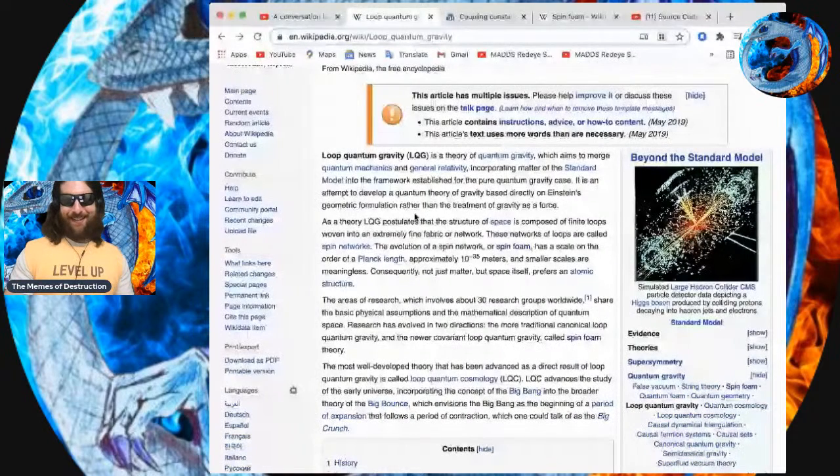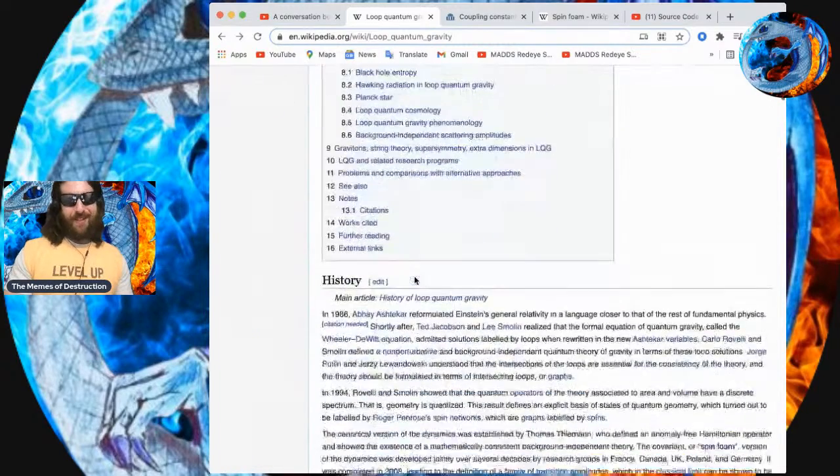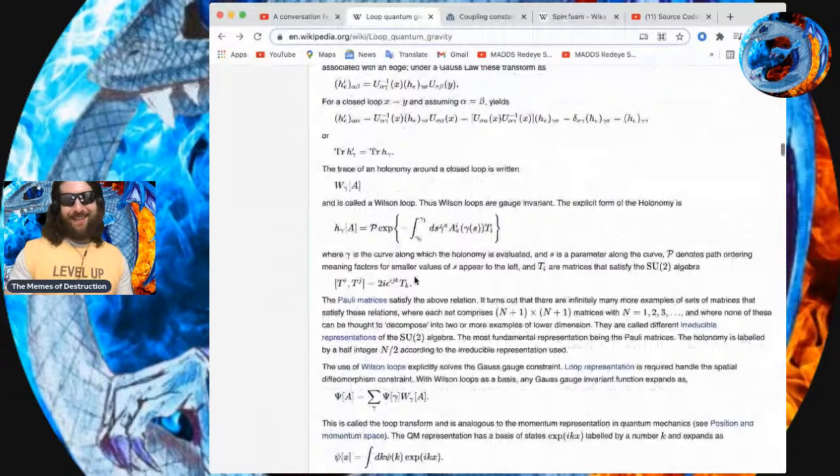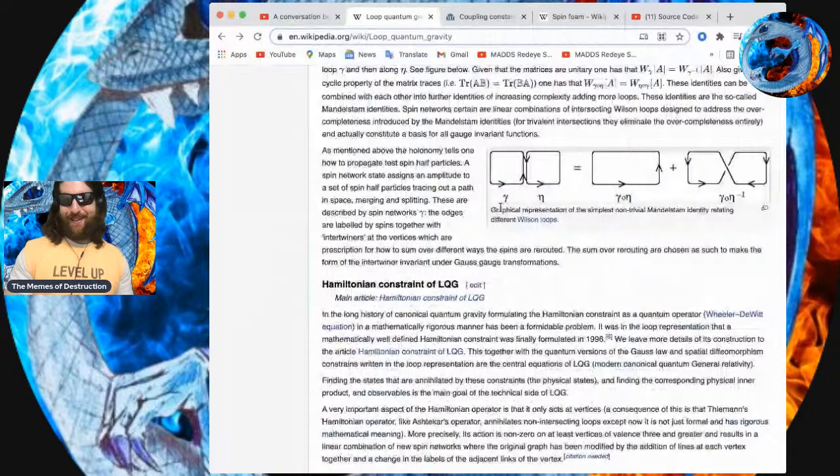Oh, the Planck length, you say? Approximately 10 to the minus 35 meters, and smaller scales are meaningless. Consequently, not just matter, but space itself prefers an atomic structure. All right. And then, wait for it. Oh, what's that? The simplest non-trivial Mandelstam identity relating two different Wilson loops. Loops we're talking about now.